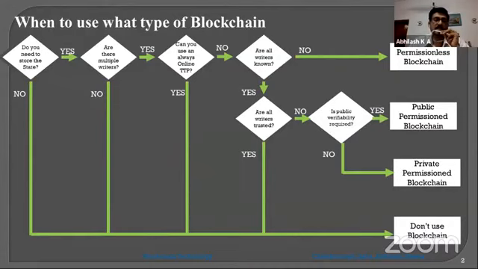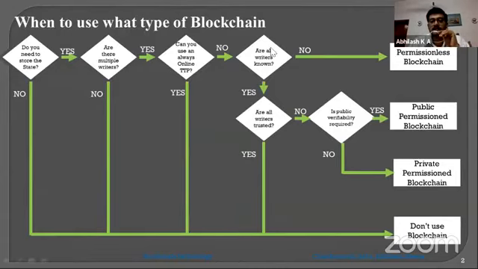Moving forward, suppose state needs to be stored and there are multiple writers. Then the next point is, are there trusted third parties? Trusted third parties are those authenticated by the government or other sources. If the answer is yes, you don't need a blockchain. So these are the scenarios where you don't need a blockchain.